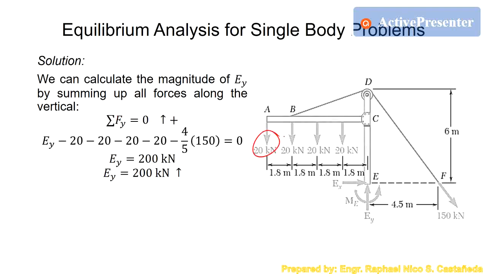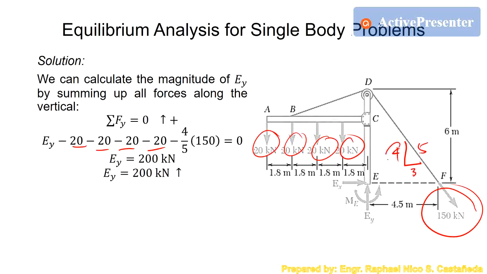We have 4 downward forces, which is negative 20, so we have negative 80 in total. And we have 150 kilonewtons going downward. So that is the vertical component, which is 4/5 of 150. Since we get a positive answer, we have the correct assumption of the direction of EY. So EY is 200 kilonewtons upward.